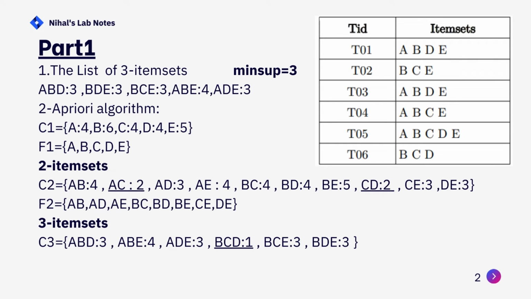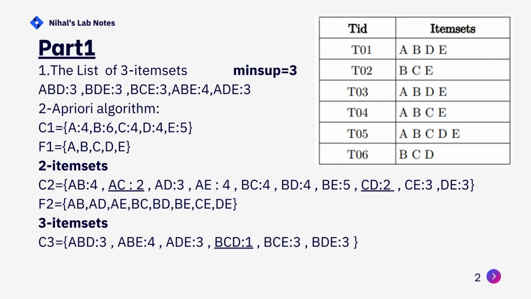So now let's calculate the support of each of these item sets. For ABD, it appears in transaction 1, 3, and 5. So the support of ABD will be equal to 3. ABE appears in transaction 1, 3, 4, and 5. So their support is equal to 4. ADE appears in transaction 1, 3, and 5. So their support is equal to 3.